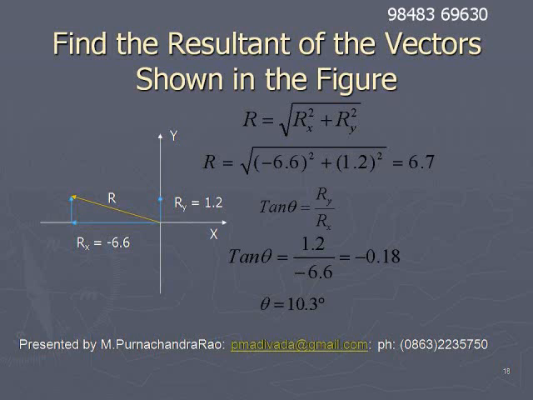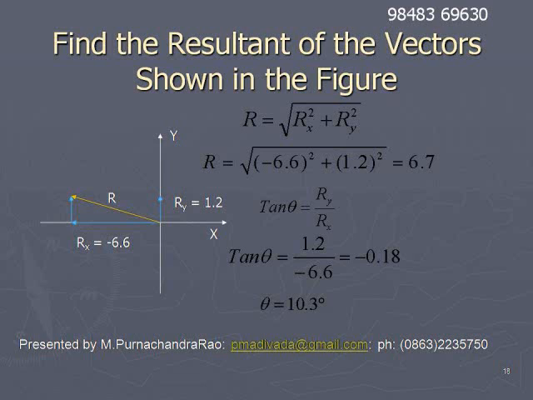Because we know that the vector lies in the second quadrant, where tan is negative, it is enough if you take 0.18. Tan theta is equal to 0.18. From tables we can find the value of theta, which will be obtained as 10.3 degrees. So R makes an angle 10.3 degrees with Rx. This is how we find the resultant vector.